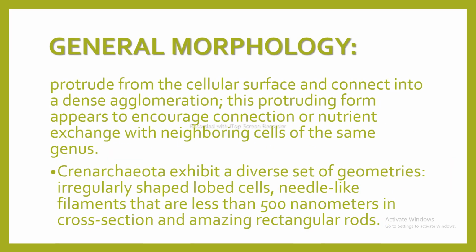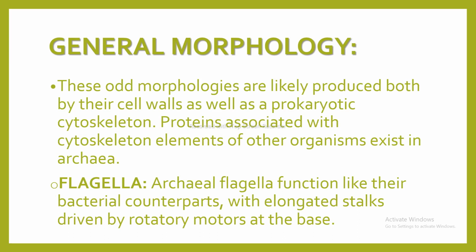cannulae that protrude from the cellular surface and connect into a dense agglomeration. This protruding form appears to encourage the connection or nutrient exchange with neighboring cells of the same genus. Crenarchaeota exhibit a diverse set of geometries: irregularly shaped lobed cells, needle-like filaments that are less than 500 nanometers in cross-section, and amazing rectangular rods. These odd morphologies are likely produced both by their cell walls as well as a prokaryotic cytoskeleton. Proteins associated with the cytoskeleton elements of other organisms exist in archaea.